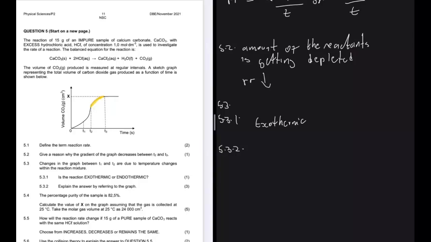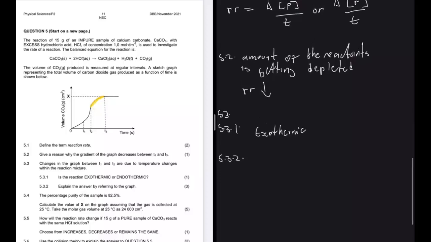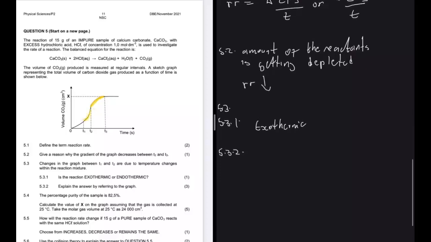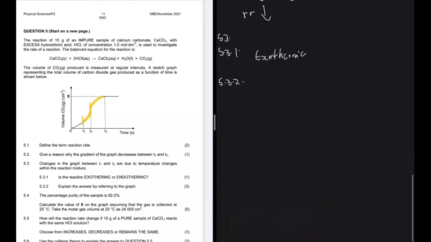The temperature within increases. And then we know that if we increase the temperature in a reaction, the reaction rate goes up, right? And then from T1 to T2, we have a very steep gradient, which shows that the reaction rate is high, right? So the only time a reaction mixture will increase its internal temperature is if the reaction is exothermic.